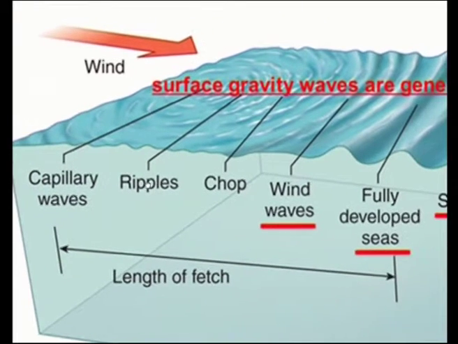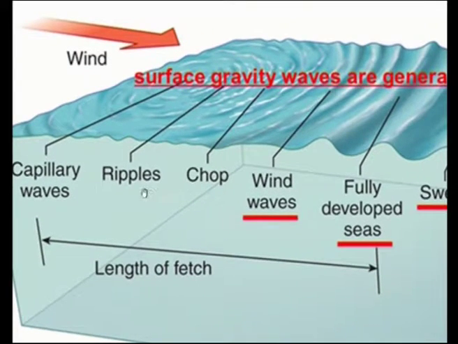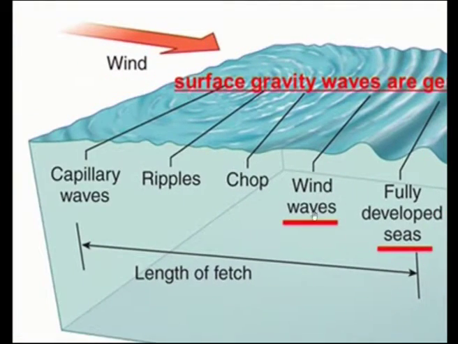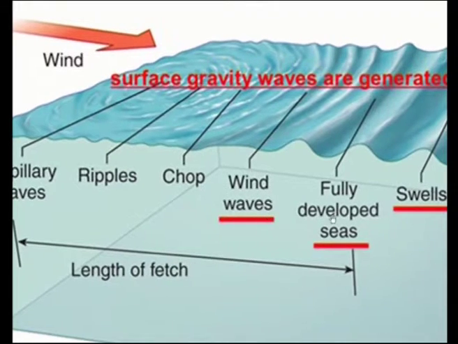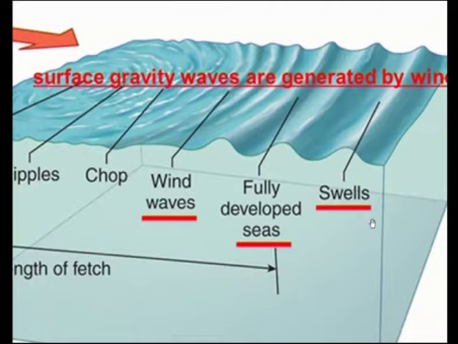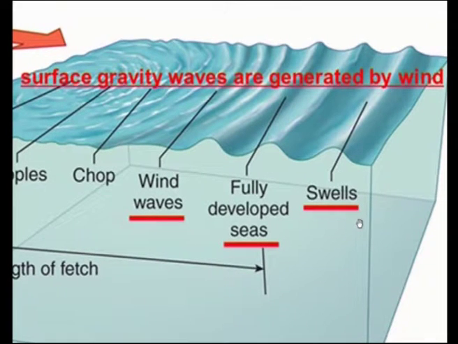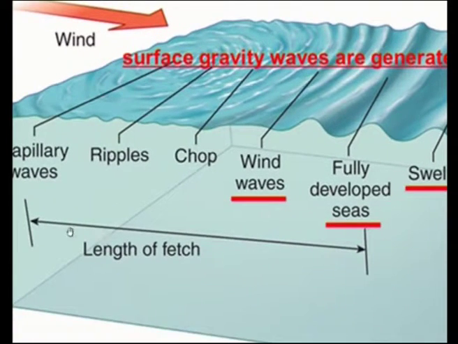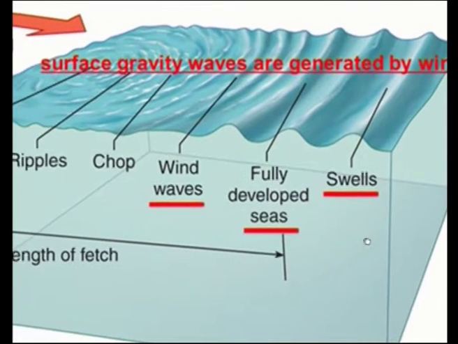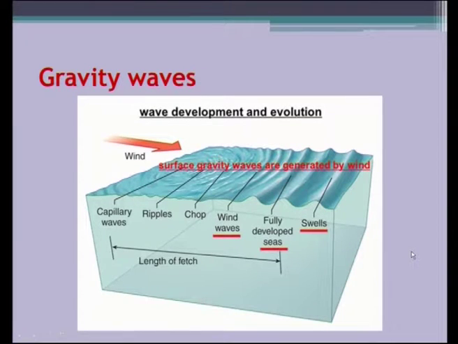There are several terminologies which we come across, like capillary waves, ripples, chop, wind waves, fully developed seas, and then swells. It is shown here, varying with respect to the length of fetch. It is pertaining to the seashore. Now, we will see some basic definition of each terminology we have come across.